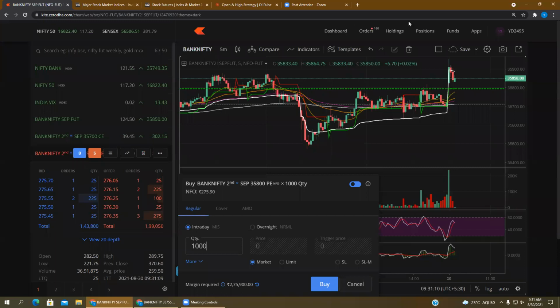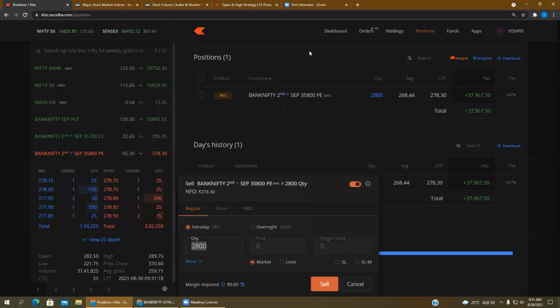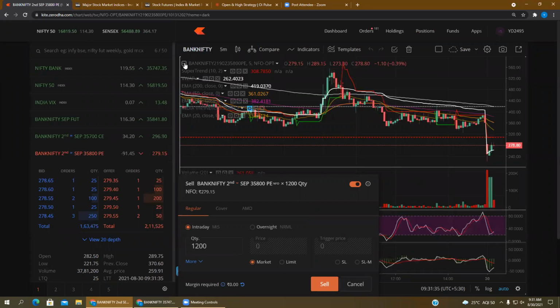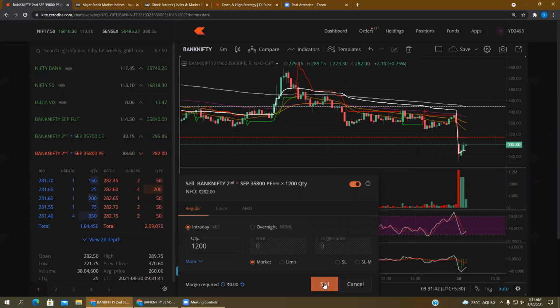Added again at 277. I'm actually looking for 300 on this. 300 or 320. That's why I'm adding positions. $35. One spike I'm looking for till here.